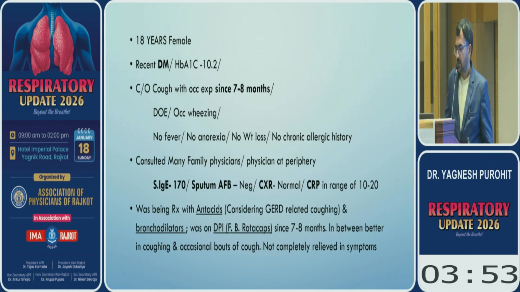Moving towards the second case, this was an 18-year-old female, recently diabetic with A1C of 10.2, with a history of cough with expectoration since 7 to 8 months, dyspnea on exertion, occasional wheezing, no weight loss. She consulted many family physicians at the periphery. Her IgE was slightly raised, sputum AFB was negative, X-ray was normal, CRP was in the range of 10 to 20. She was being treated with antacids considering GERD as the cause, and also bronchodilators with rotacaps. In between she was remaining okay, and sometimes there were bouts of coughing, but her symptoms were not relieved completely.